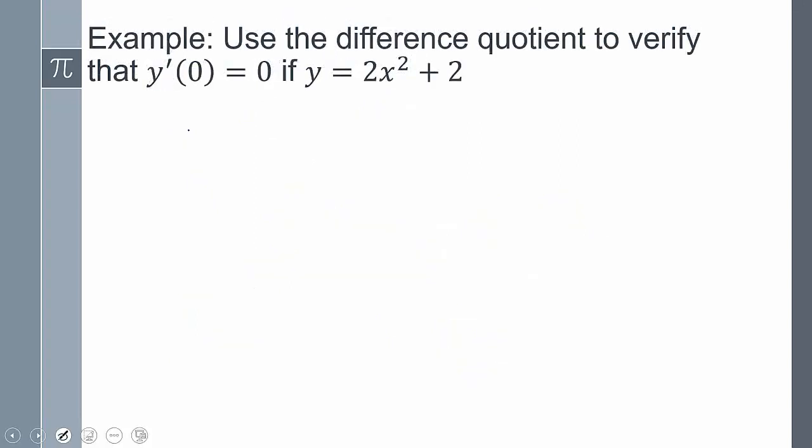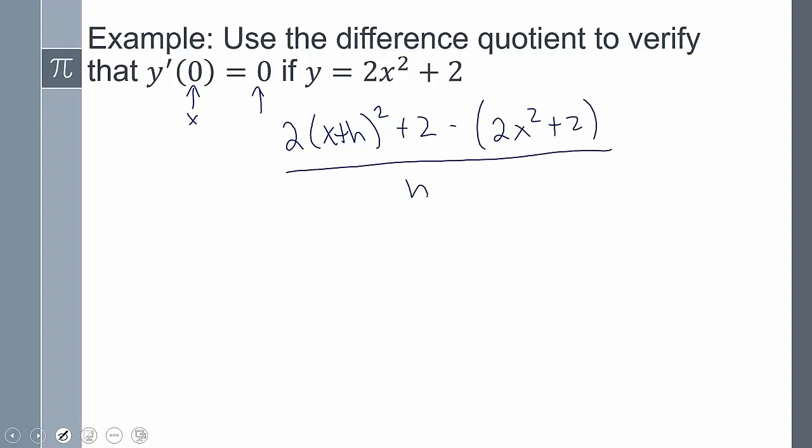This one says use the difference quotient to verify that the derivative at x being 0, right, that's your x value, the slope is going to be 0. So for this instance here, we need to do the difference quotient again. So f of x plus h minus f of x all over h. And so here you're going to get 2 times x squared plus 2xh plus h squared plus 2 minus 2x squared plus or minus 2.